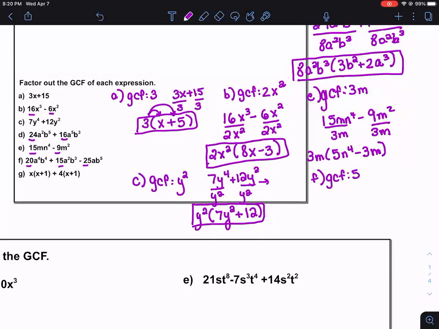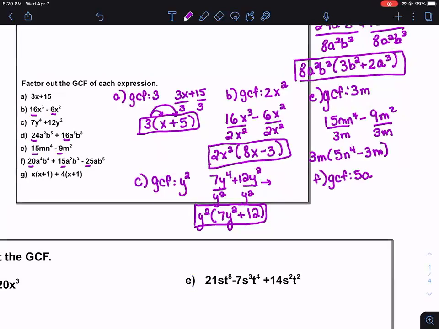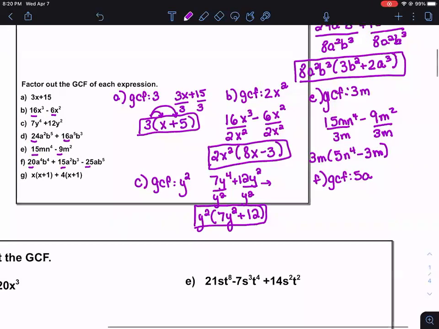I have an a to the 4th, an a to the 2, and an a to the 1. So we go with the lower exponent. I have a b to the 4th, a b to the 3, and a b to the 5. So I go with the lower exponent. It's always the lower exponent.